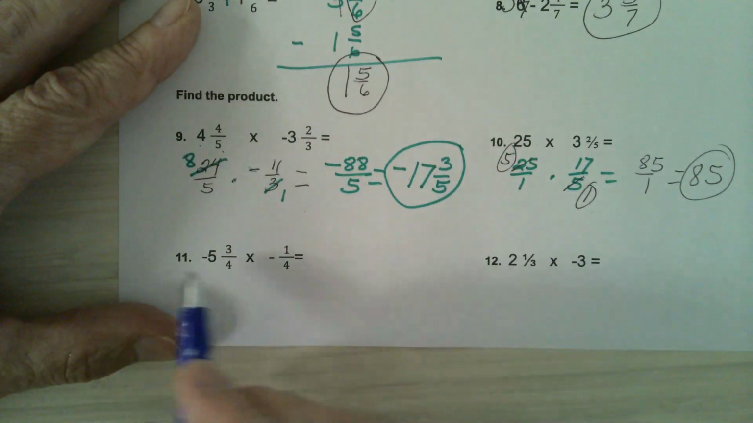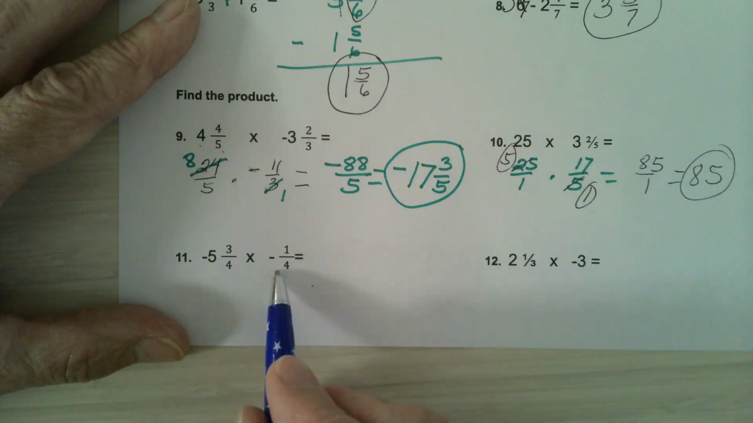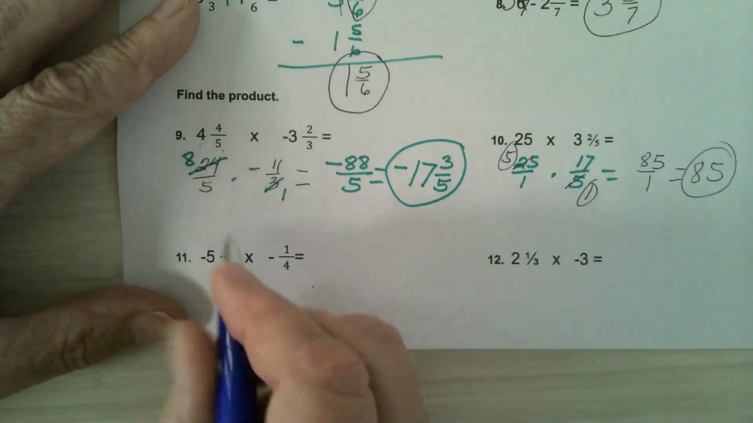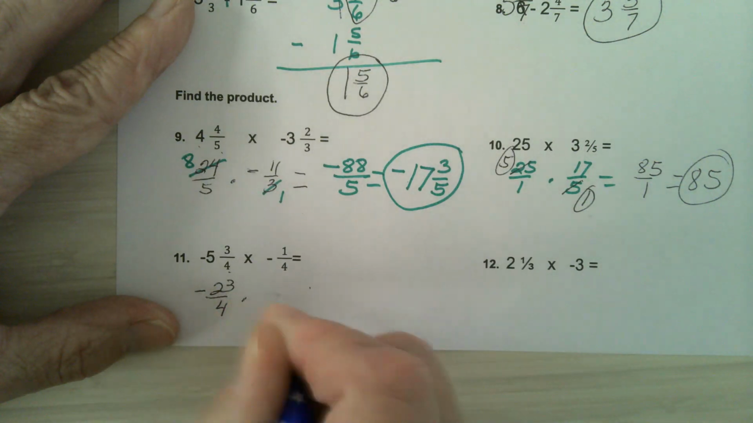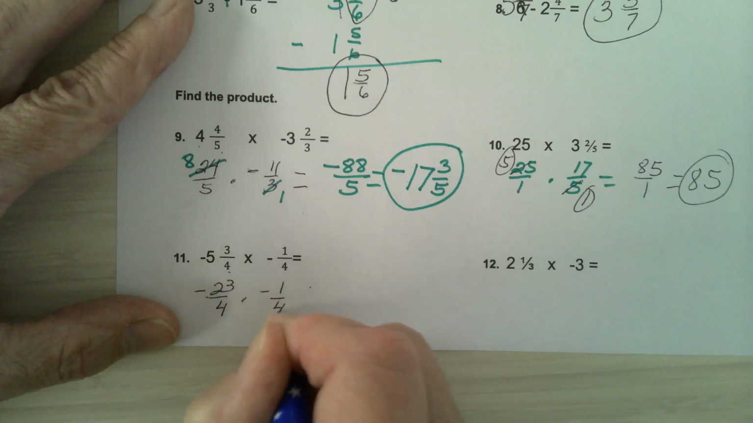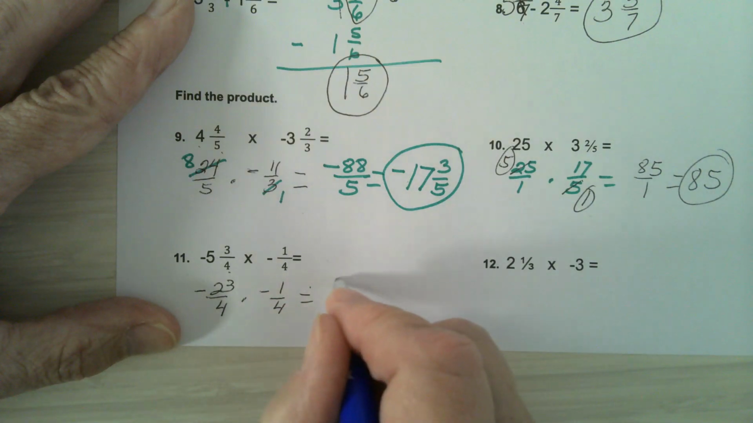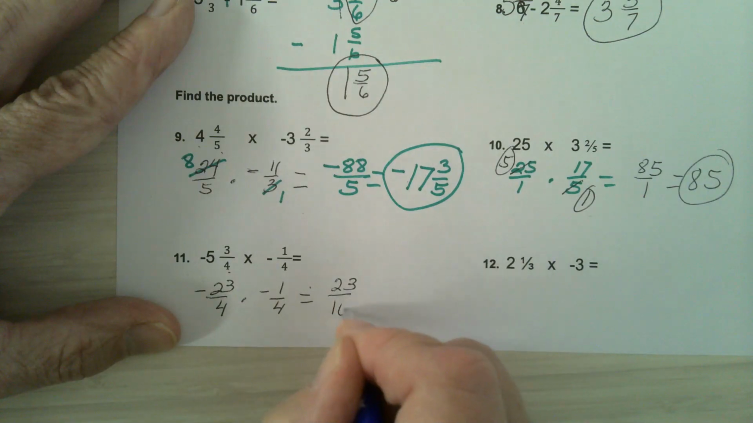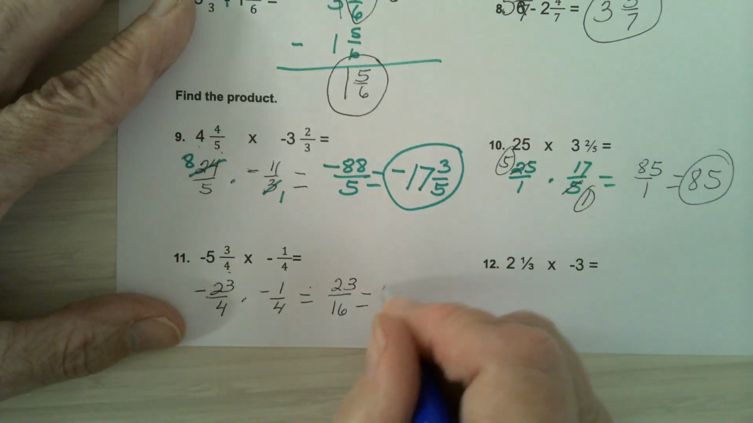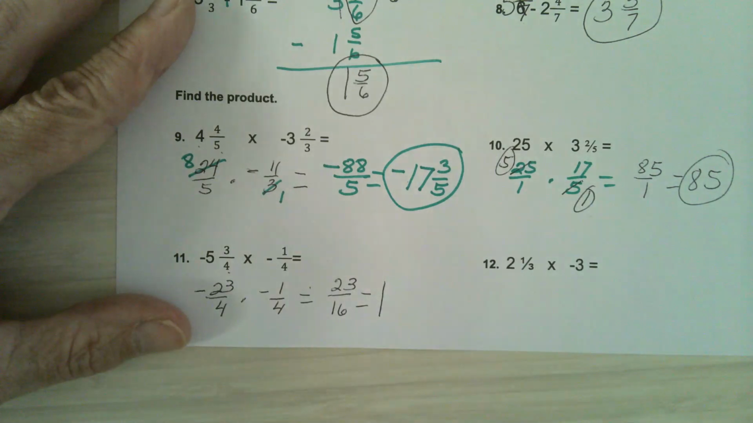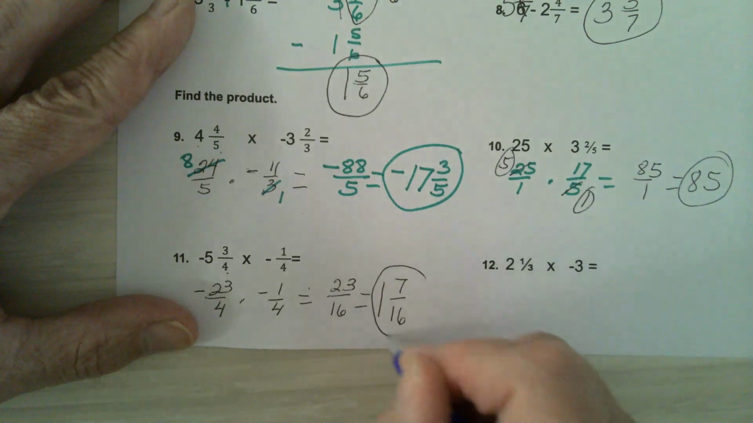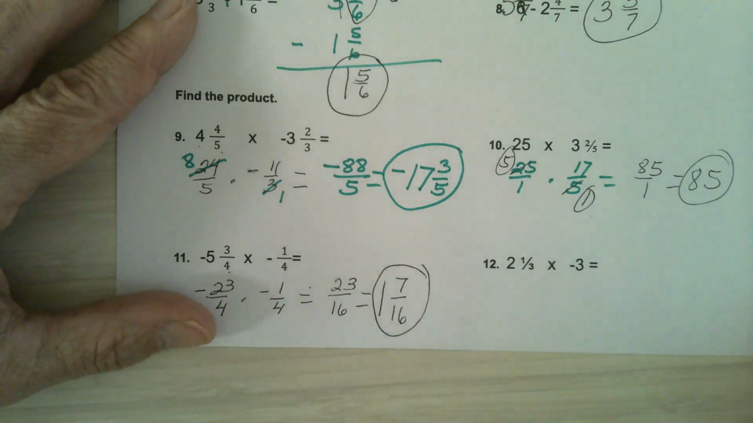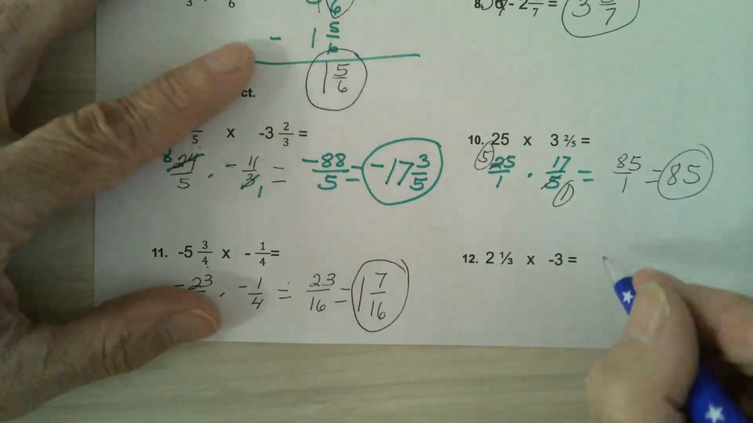In this one, the answer will be positive. Negative times negative is positive. So that's negative 23 over 4 times negative 1/4 equals a positive 23 over 16, which will equal 1 and what, 7/16? Is that what you have? Yeah. Very good.